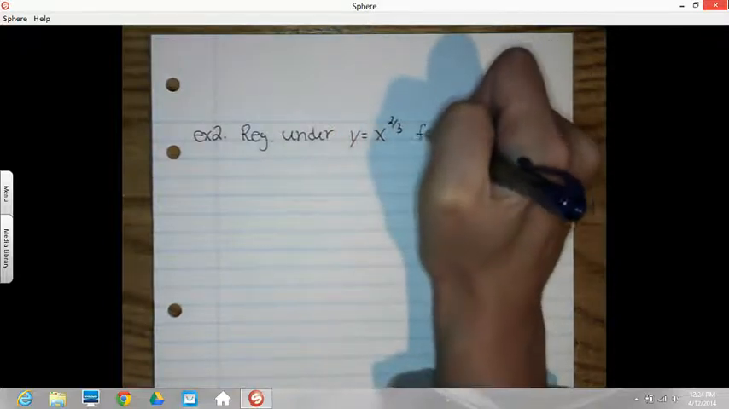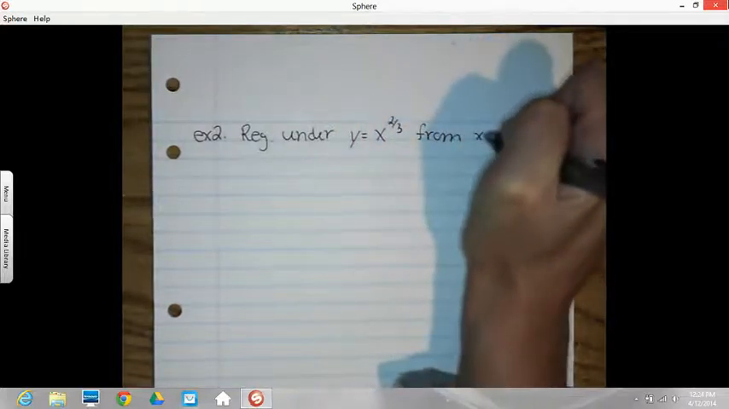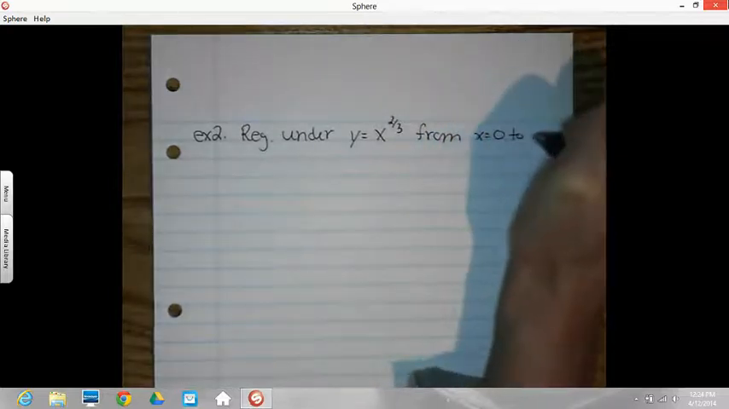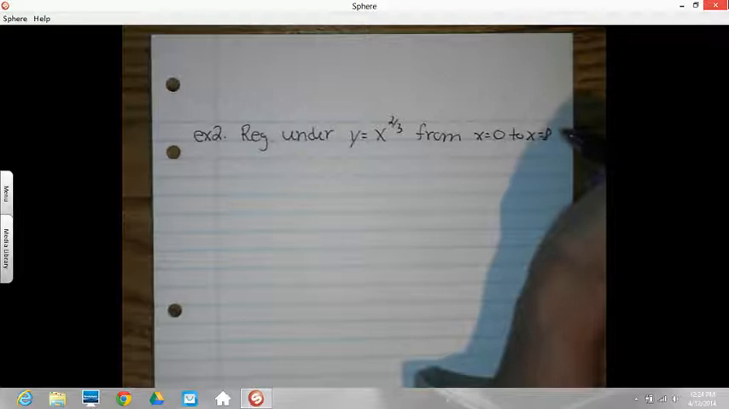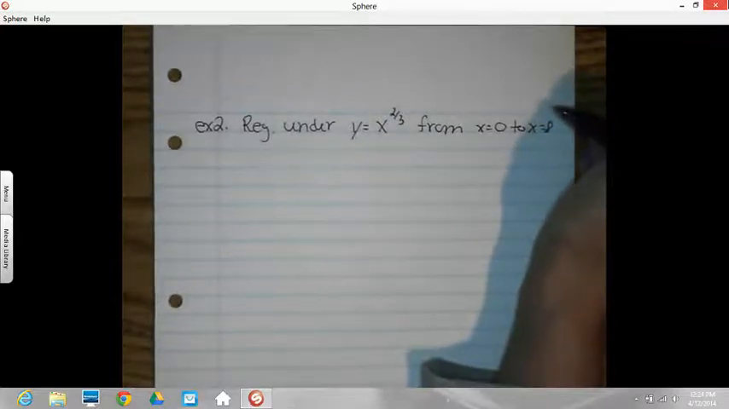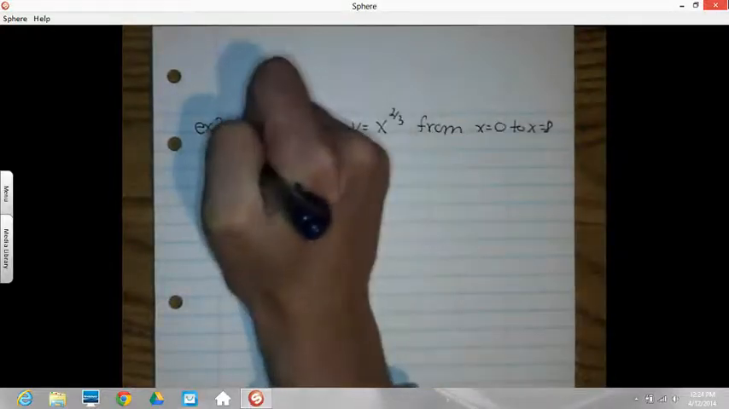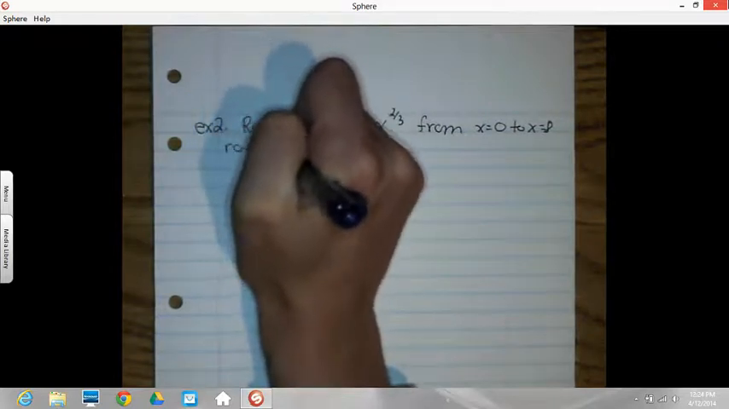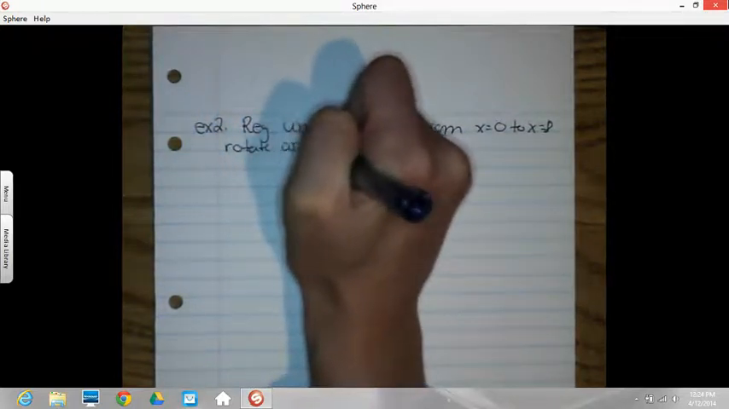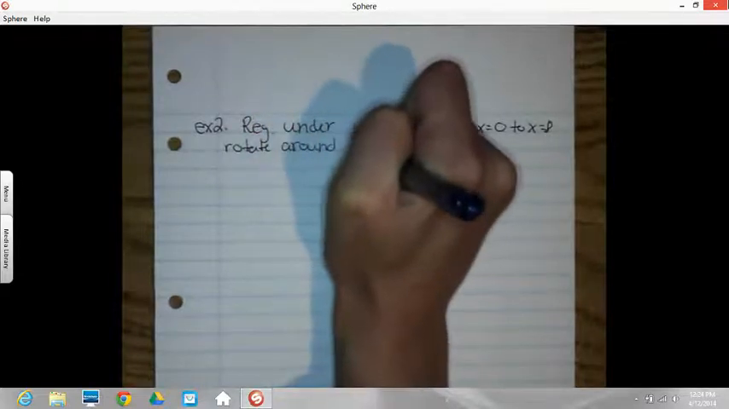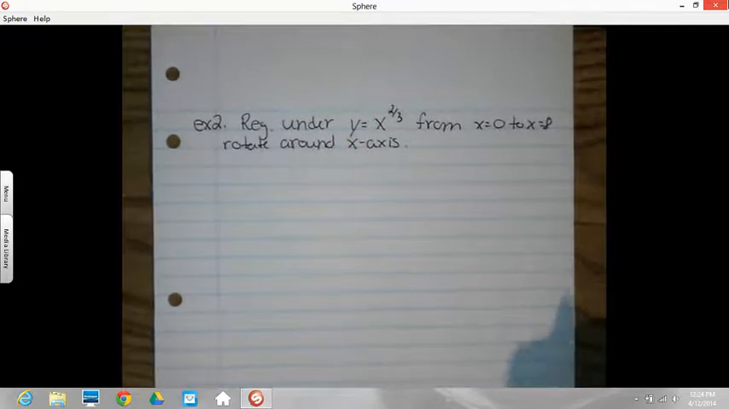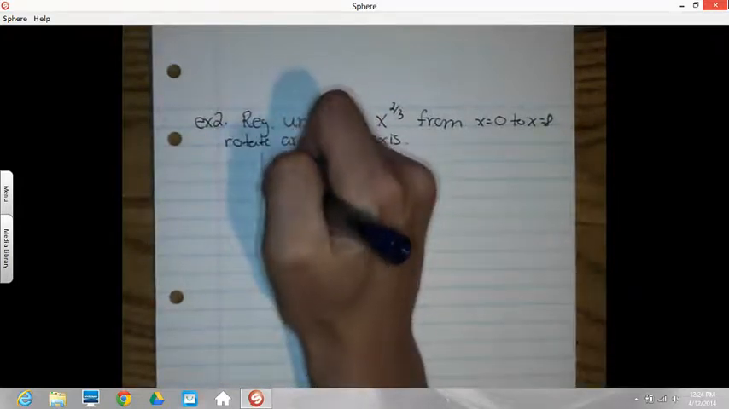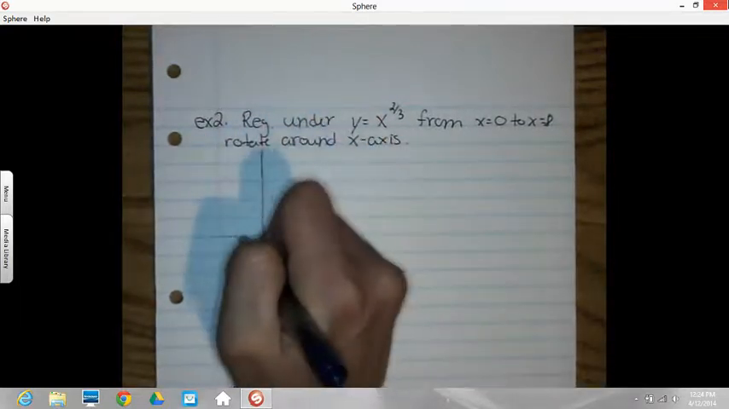From x equals 0 to x equals 8. And we're going to rotate around the x-axis. Okay. Graph first.